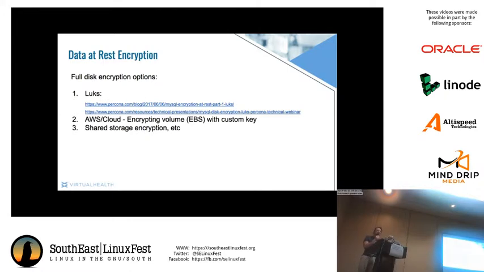So for full disk encryption, there are a couple of blog posts that outline how to use LUKS with MySQL, how to open and close the disks, the devices. So what that essentially is, you will have a secure device on /dev, and then MySQL will be running on top of that. In AWS, you can use EBS with a custom key. When you create an EBS volume, you can specify a custom key for the encryption. And if you use shared storage, you can potentially do encryption there as well.